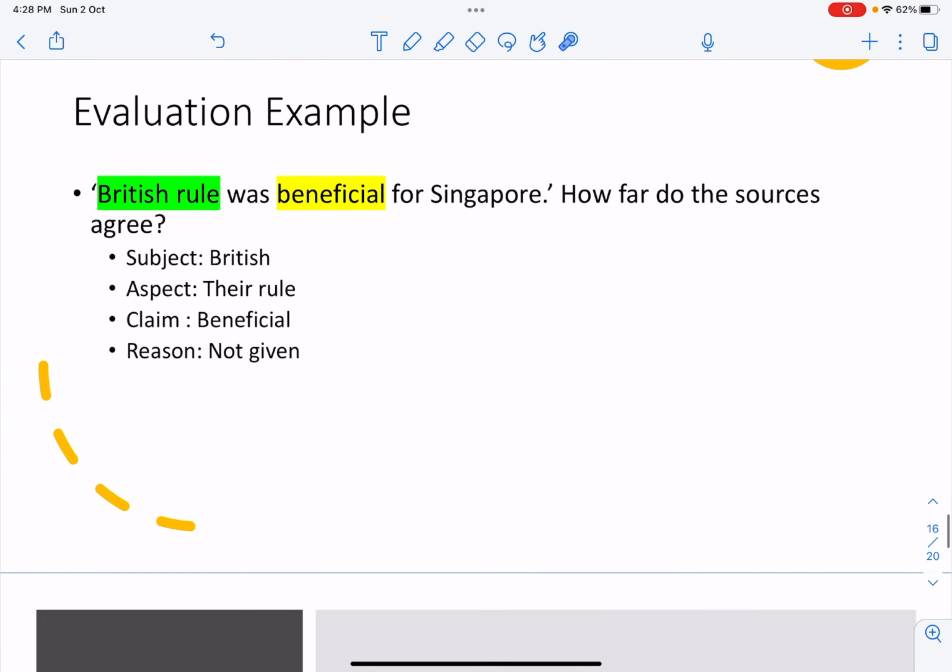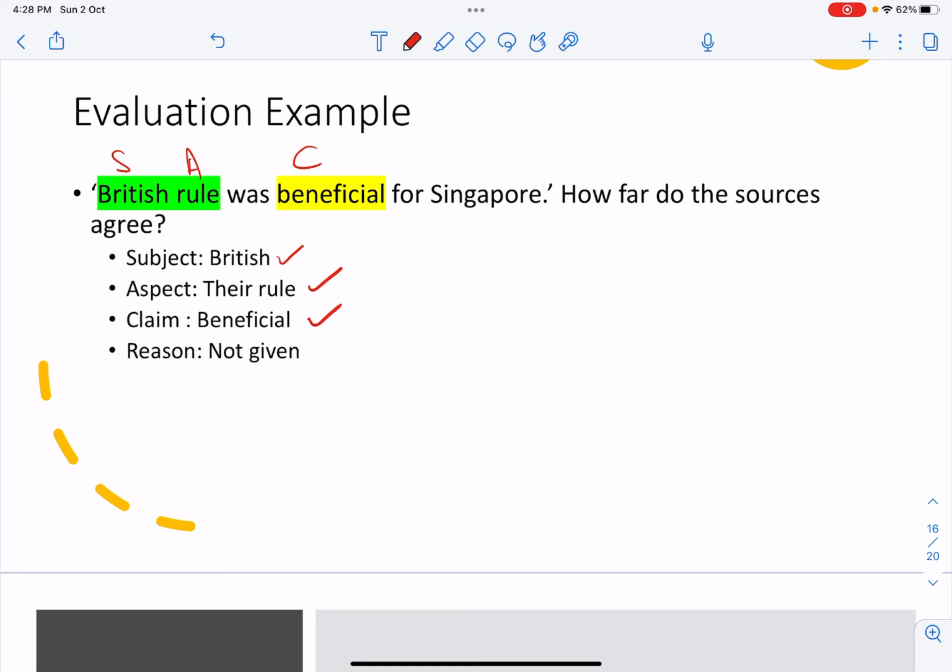Okay, so for example, this is a typical question, right? British rule, or Hitler's rule, or any other rule, was beneficial for the country. In this case, for Singapore. How far do the sources agree? Now, can you see my subject is here, the British, my aspect is here, British rule, and my claim is here, beneficial for Singapore. So subject, British; aspect, their rule; and claim, beneficial. Reason not given. The reason is a thing that you need to find out for.